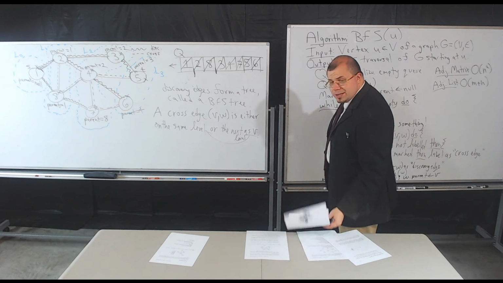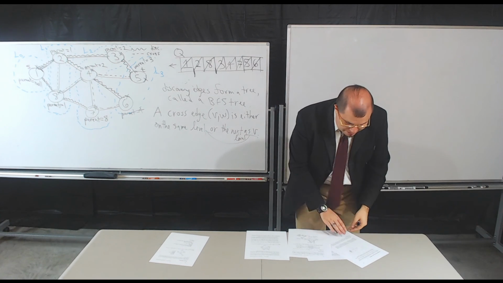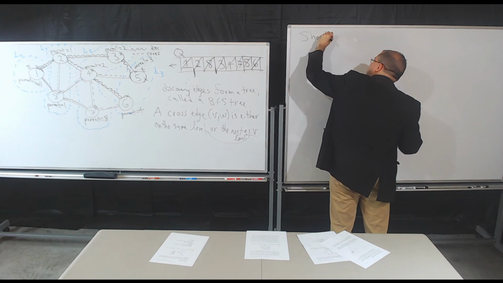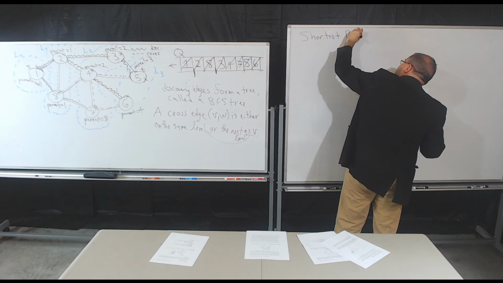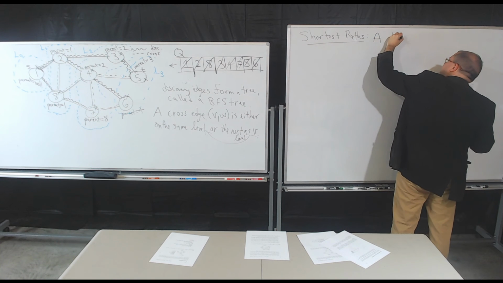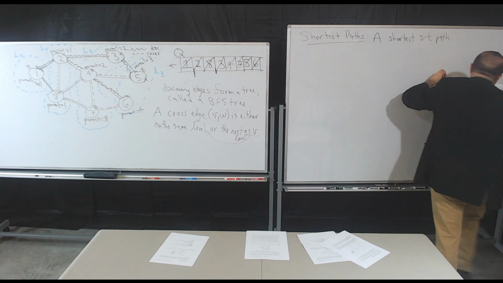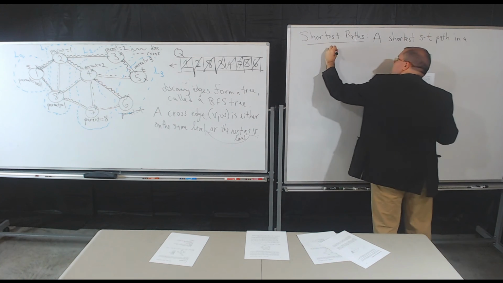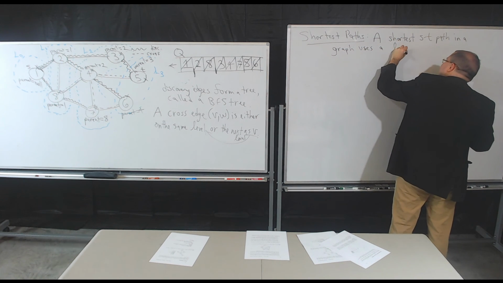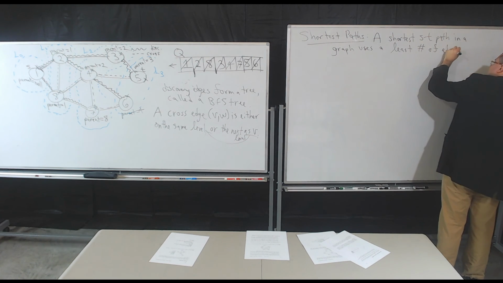Okay? So I have one last thing I want to talk about before I summarize things for graph traversals. So I talked about these levels. So shortest paths. A shortest S-T path in a graph uses a least number of edges. So the smallest possible number of edges to get from S to T.